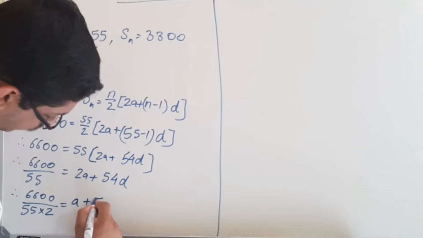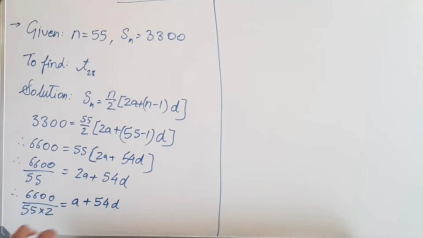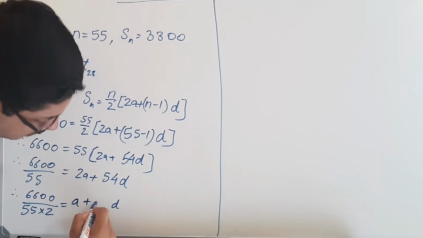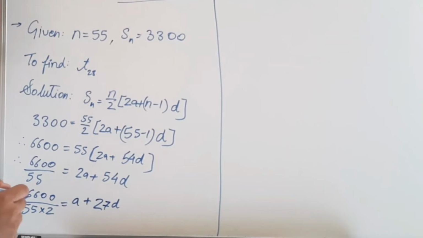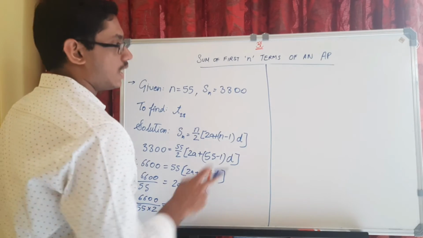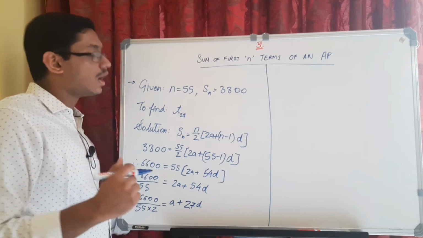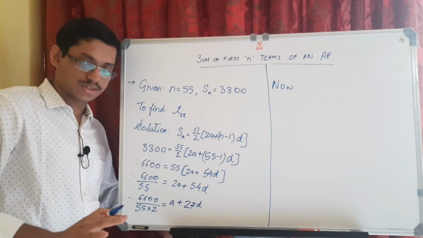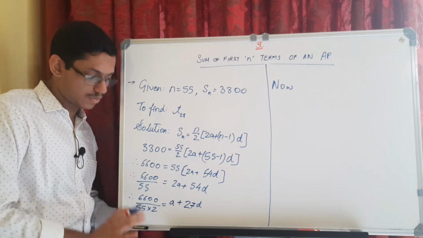A plus 54 d. Oh no, sorry, it is not 54, it is 27. It is 27. Again you have to write now. Now here you may leave this in this part only.